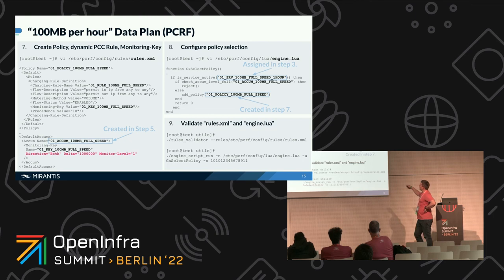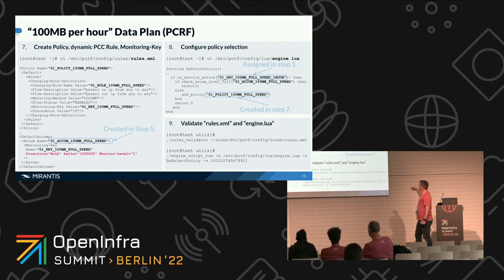Here is how the policy is enforced. We've got the GX select policy function with some basic ifs, right? First of all, we check if the service is active for a subscriber. We assigned this specific service to the subscriber, so this condition is met. This service is active for the subscriber. And then the function checks the accumulator level. If it's full within the validity period, the IMSI, the subscriber, is rejected, meaning that the subscriber gets immediately disconnected, or if the subscriber tries to connect to the Magma network, this attempt will be rejected as well, right?